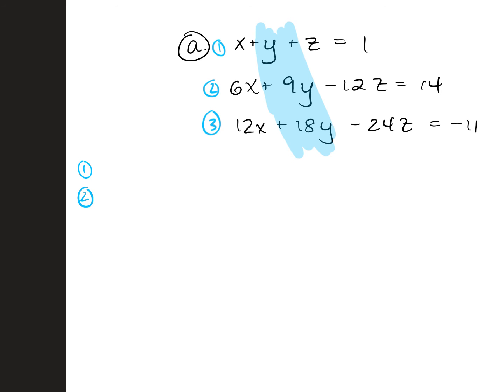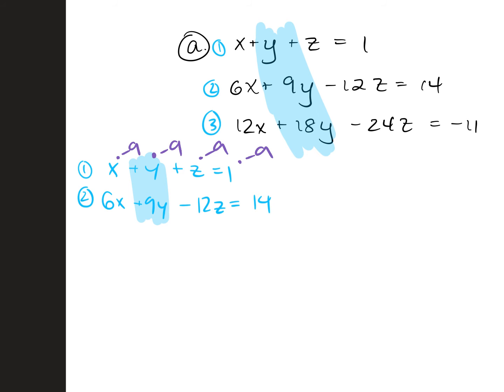Sure, 1 and 2. So we have x plus y plus z is equal to 1. 6x plus 9y minus 12z is equal to 14. So we said we want our y's to cancel. If I have a positive 9y, what does the other y have to be? Negative 9. So what do I need to multiply to get that to be a negative 9? Negative 9. So I'm going to multiply everything in my first equation by negative 9. So my new first equation is negative 9x minus 9y minus 9z is equal to negative 9.